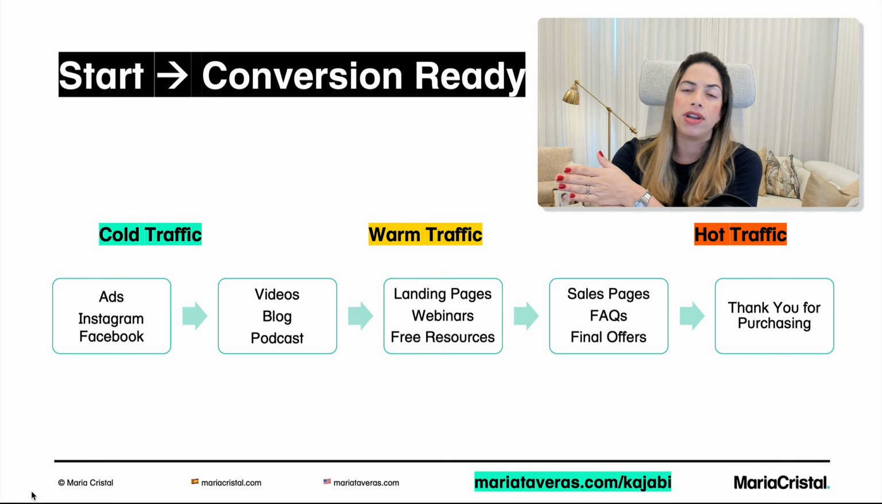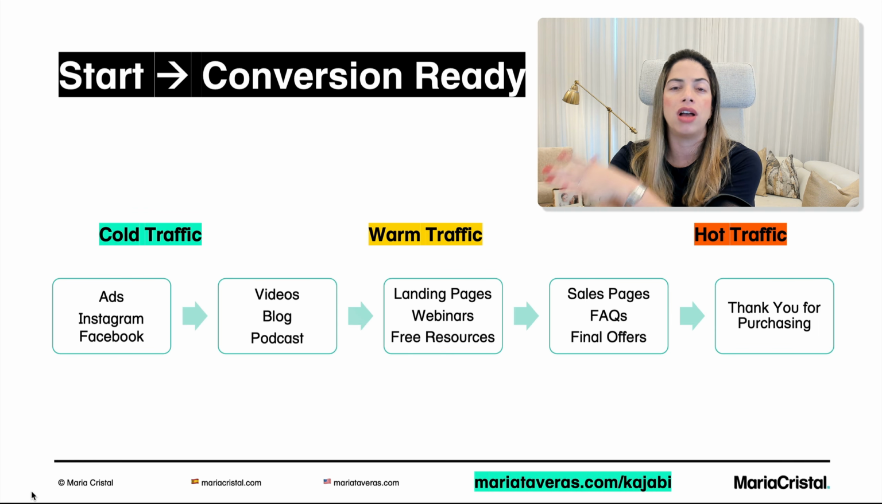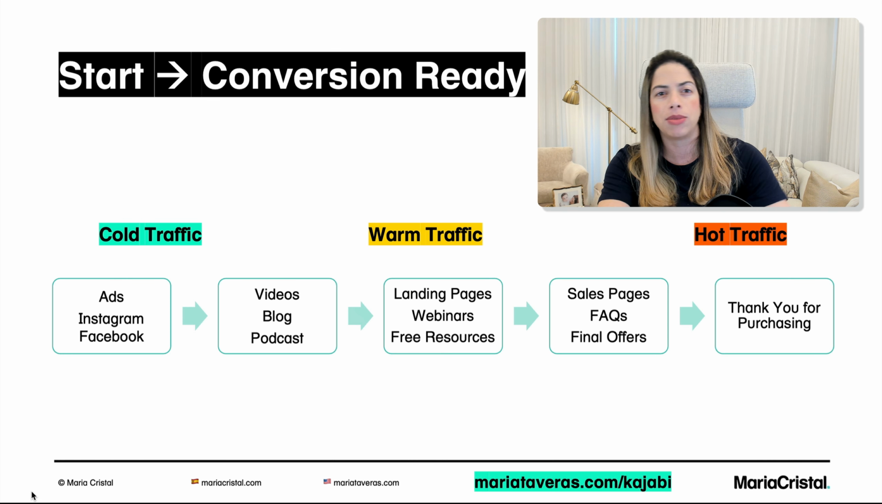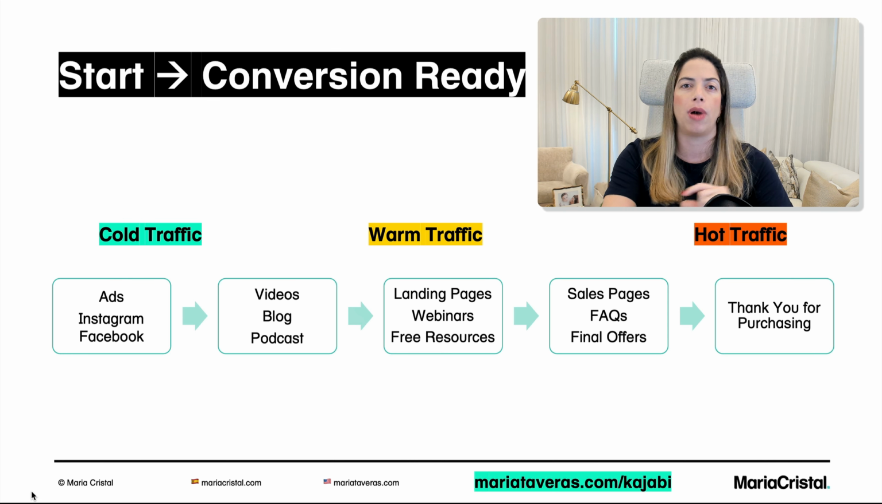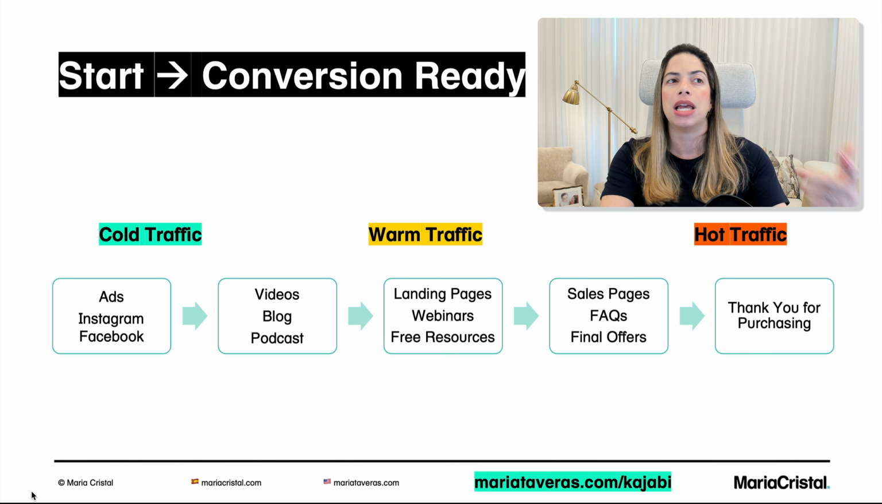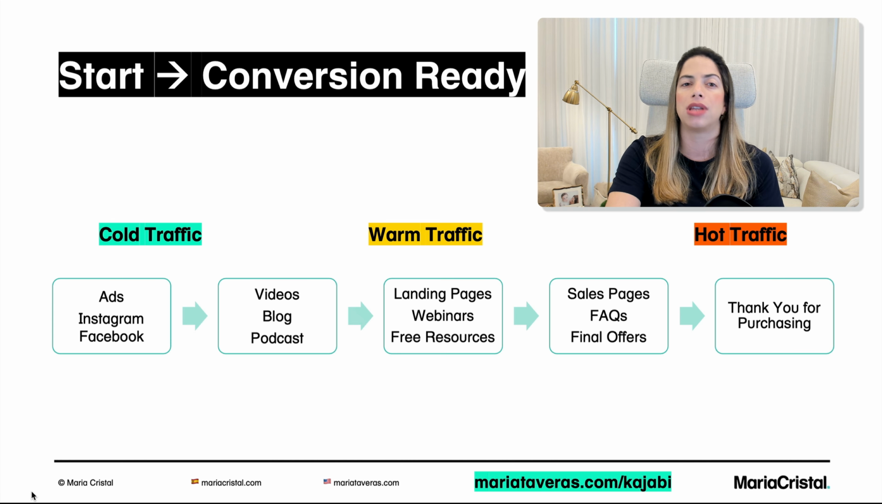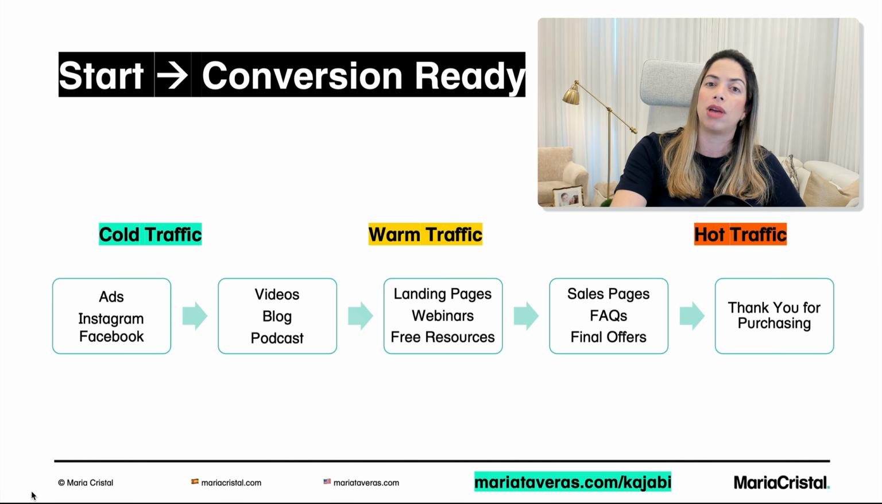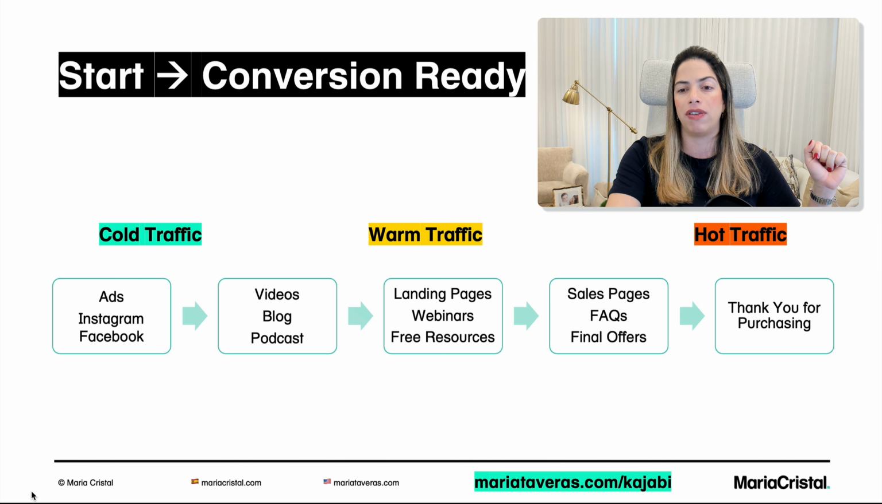So in a cold traffic stage, you want to show organic content, ads, TikTok, Instagram, YouTube, send them to your videos, your blog posts, your podcasts, your lead magnets. When they sign up, they're warm traffic. Provide them resources, show them your landing pages, send them to webinars. From there, your email sequence will nurture them to your sales pages, final offers, and they're hot traffic when they're ready to purchase from you.